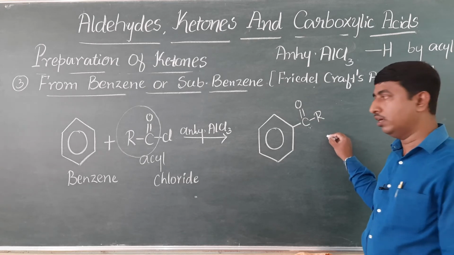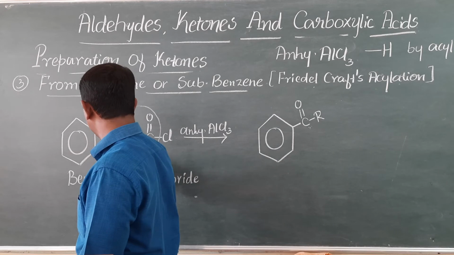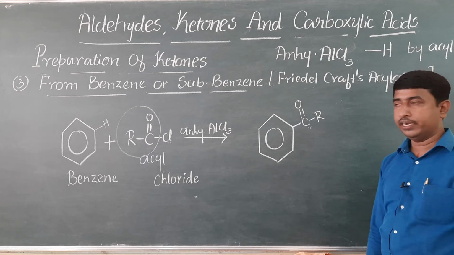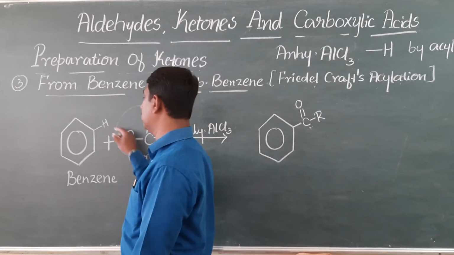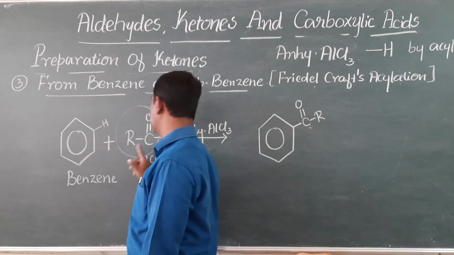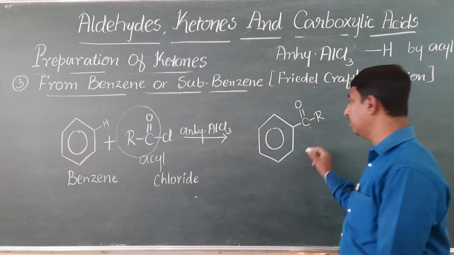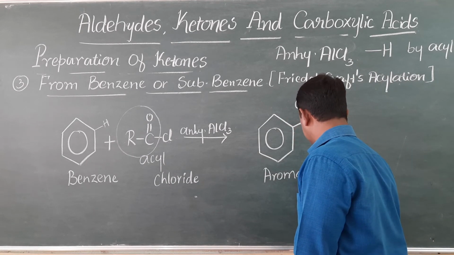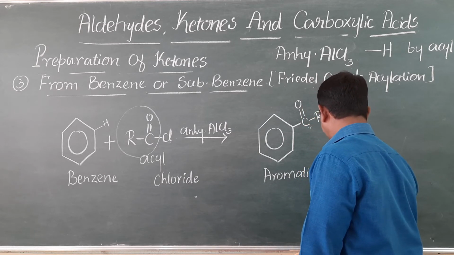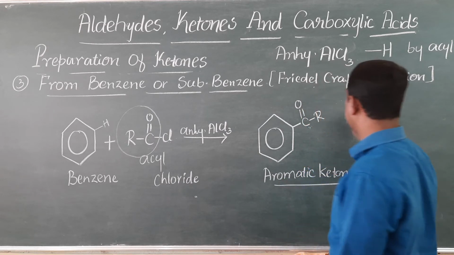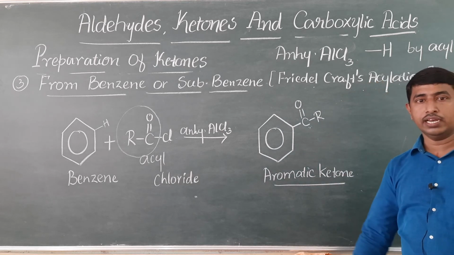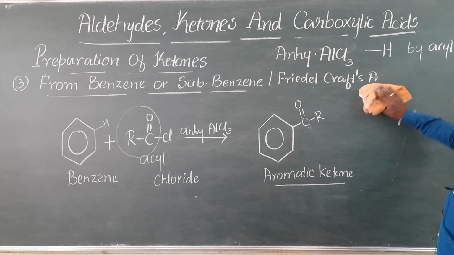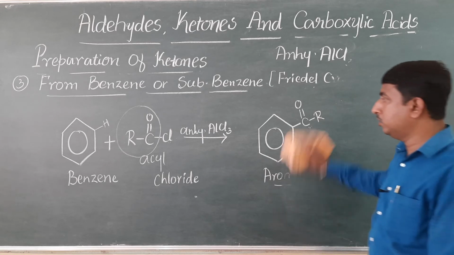No need to write the byproduct. Actually, here there is hydrogen, and here we can see chlorine, so the byproduct formed will be HCl. The hydrogen atom of the ring gets replaced by acyl group, forming an aromatic ketone. This reaction is called Friedel-Crafts acylation. Now this is about preparation of ketones.